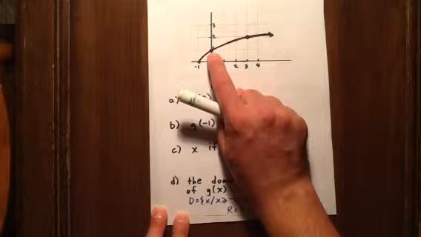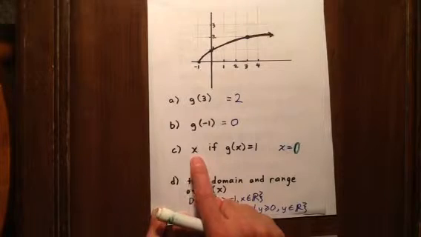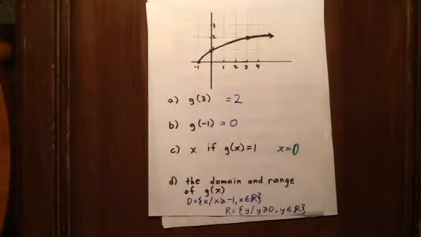Right there. That's the only point with a y value of 1. So when g at x equals 1, the x value is 0. So what does x equal if g at x equals 1? X equals 0. And finally the question is, what is the domain and range of g at x?